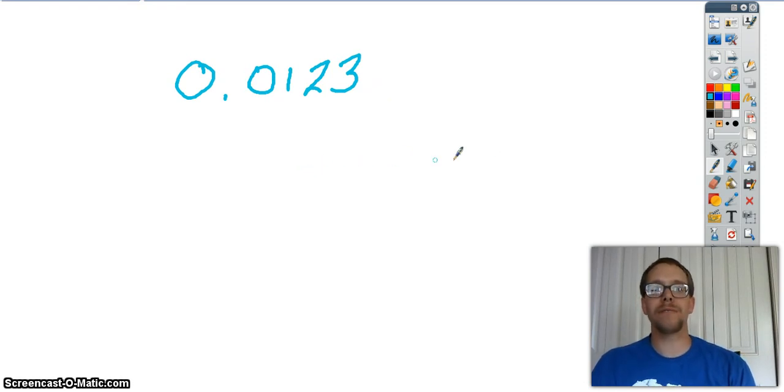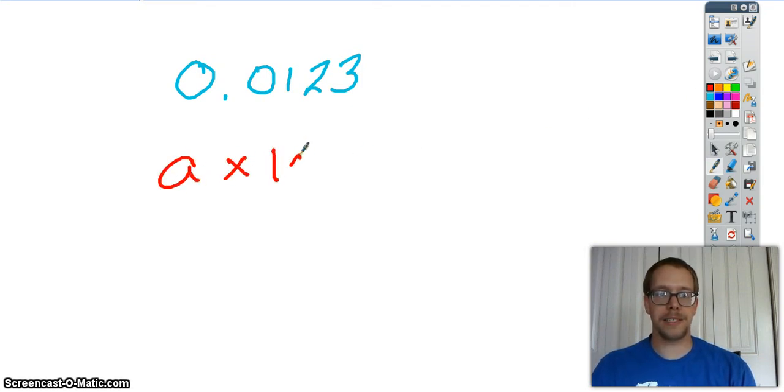But how will we convert that to scientific notation? Going back to our definition, to write a number in scientific notation, we need to write it as a times 10 to the n, where n is some integer and a is a number greater than or equal to 1 and less than 10. So we need to move our decimal point over until we get to our first non-zero number. We're going to move it over 1, 2 times. So we're going to write 1 point.